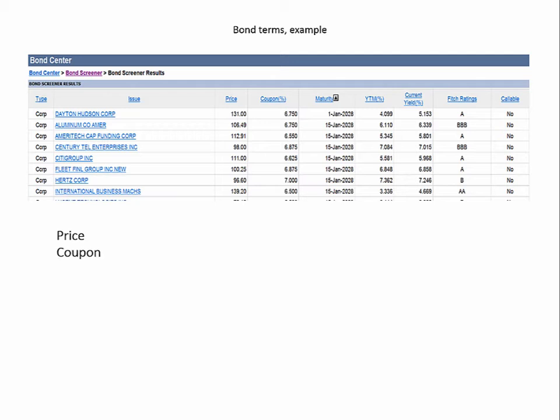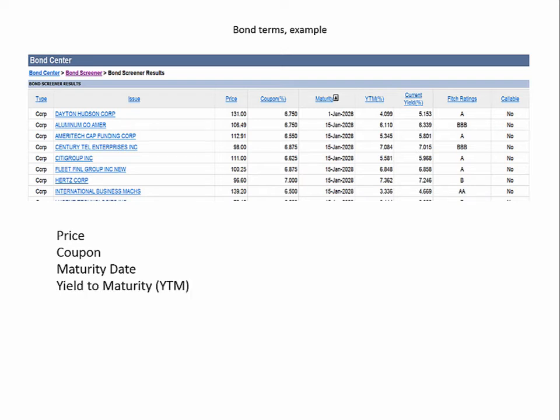The coupon rate is, again, the stated or nominal rate. That's the percentage of face value paid as periodic interest. In this case, 6.75% or 6 3/4%. So if you were to buy a $1,000 Dayton Hudson Corporation bond, you would get annual interest payments of $67.50. If the interest is paid semi-annually, which I expect that it is, that $67.50 would be split into two equal payments of, what, $33.75 each. Next, we've got the maturity date. This is the date on which the bonds mature. In this case, January 1st, 2028, about 15 years away.